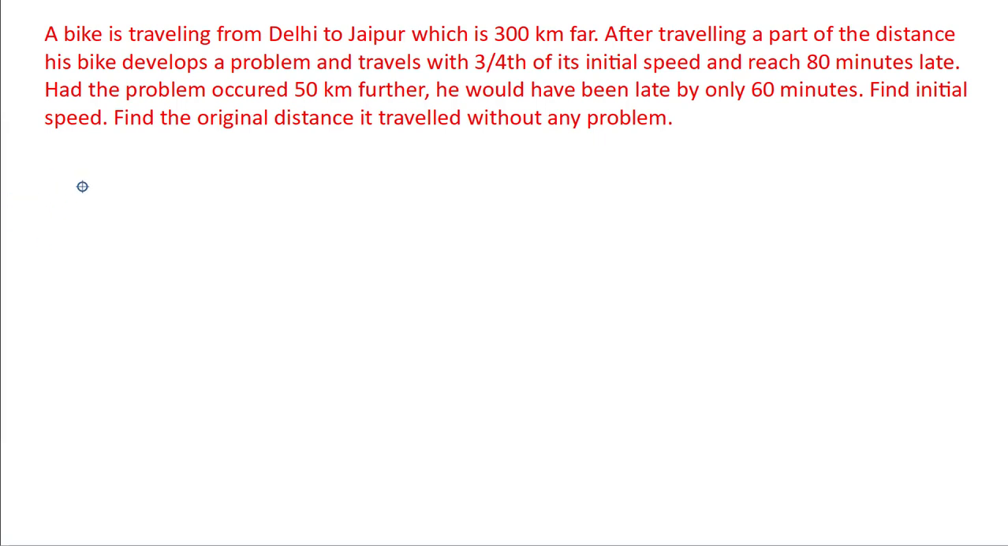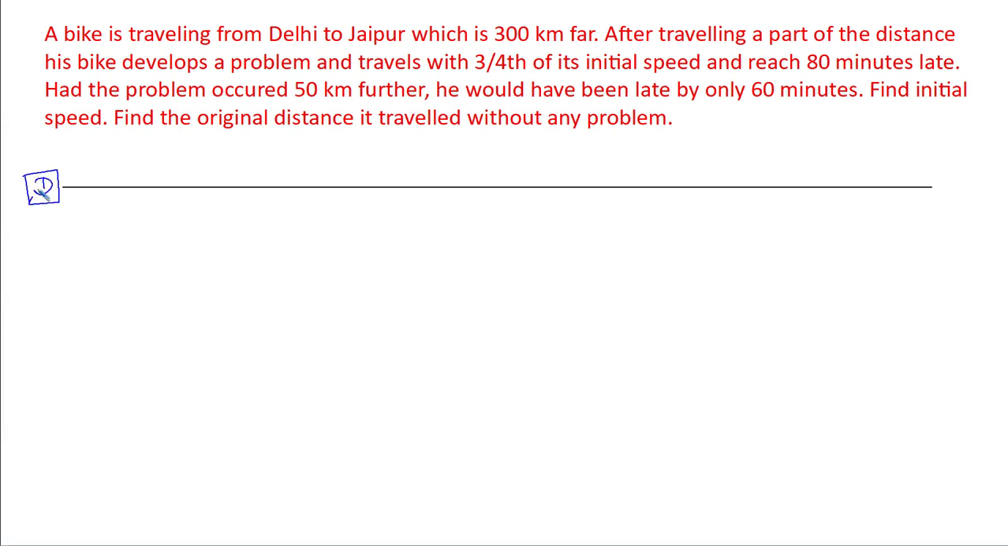As usual, let's try to represent this situation with the help of a diagram. Let's say this is Delhi and this is Jaipur. 3/4 means let's consider the initial speed to be 4x. After coming to this point there is a problem, so the new speed is 3/4 of the initial speed, which is 3x. Till the end the speed is going to be 3x, and we are late by 80 minutes, so we require 80 minutes more.